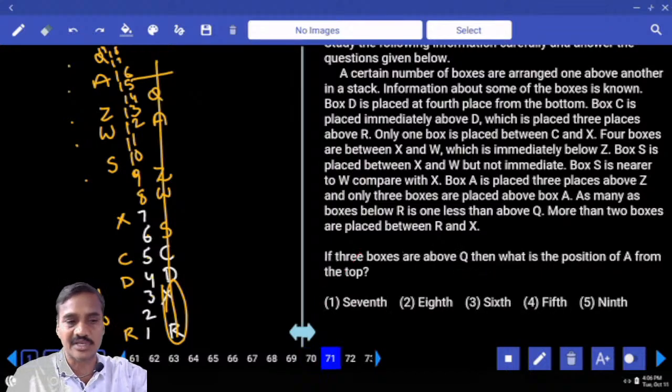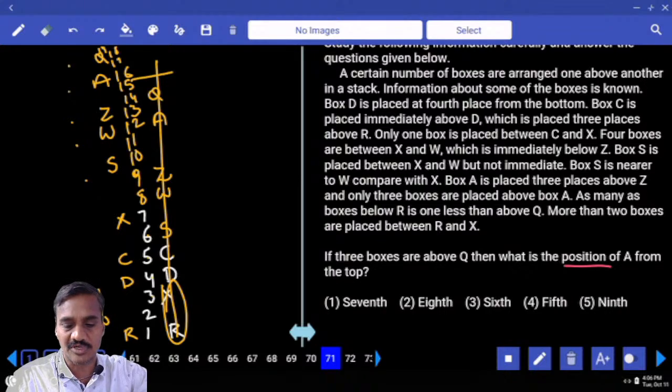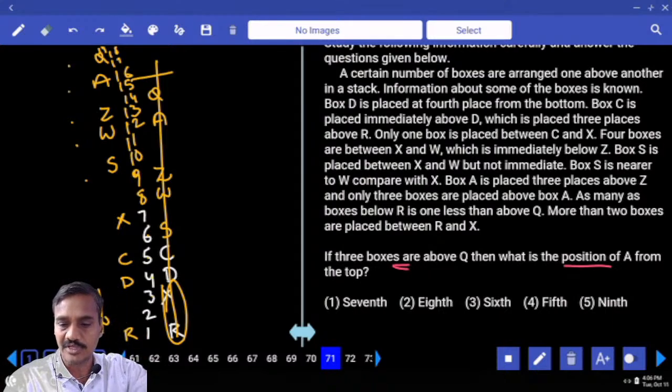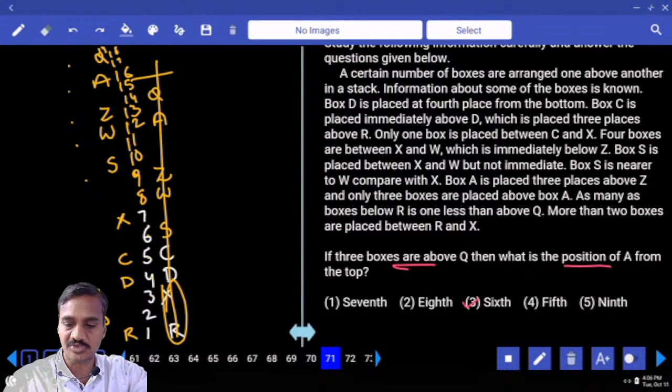Question 71: if 3 boxes are above Q, now Q is at the 18th place, 19, 20, 21. Then what is the position of A from the top? As of now, A is at the 4th position from the top. And 3 boxes are above this Q, that means 2 more boxes. And its position is 6th from the top.